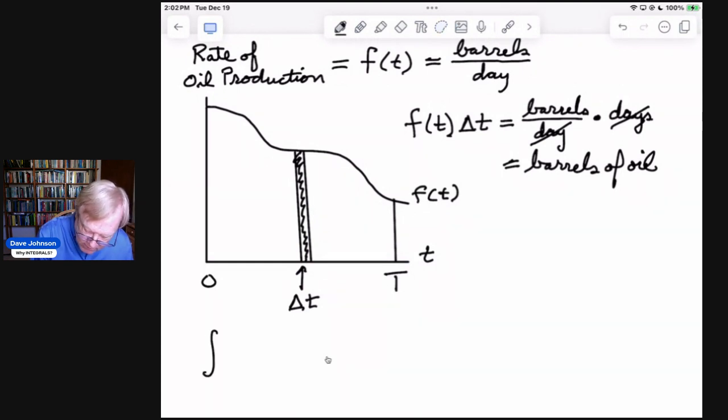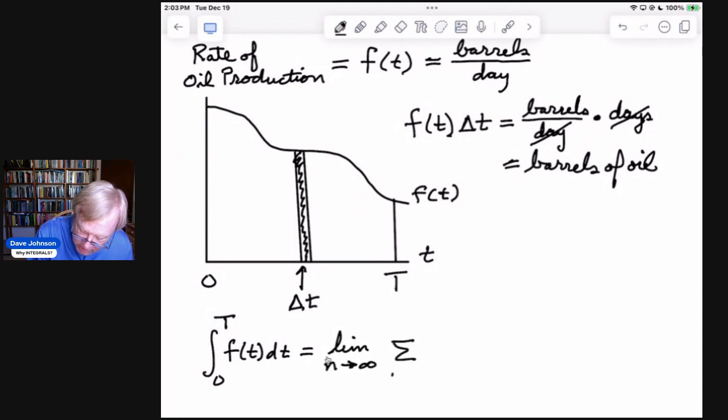So the integral from 0 to t is the ending day when we are done measuring our oil production. Maybe we decommissioned the oil well at that time. The integral of f of t dt. Well, what is that? That's the limit as n goes to infinity of the summation i equals 1 to n of f of t sub i, let's say, times delta t.